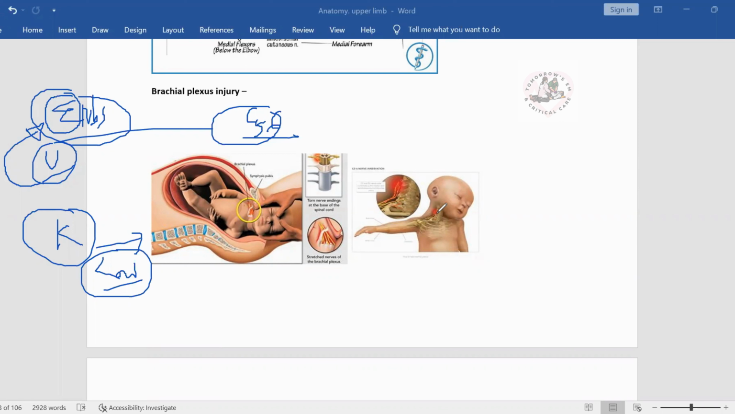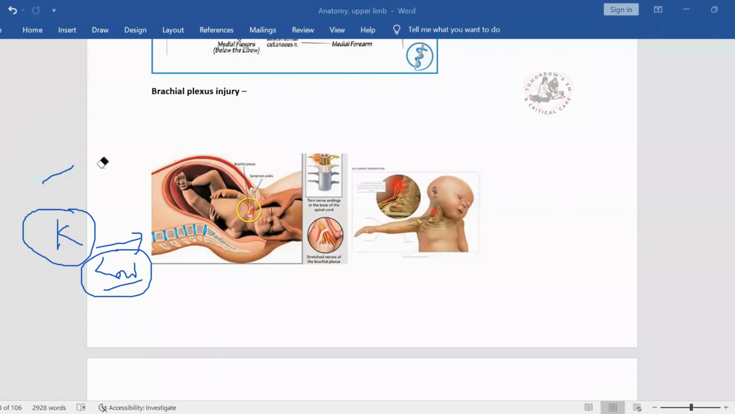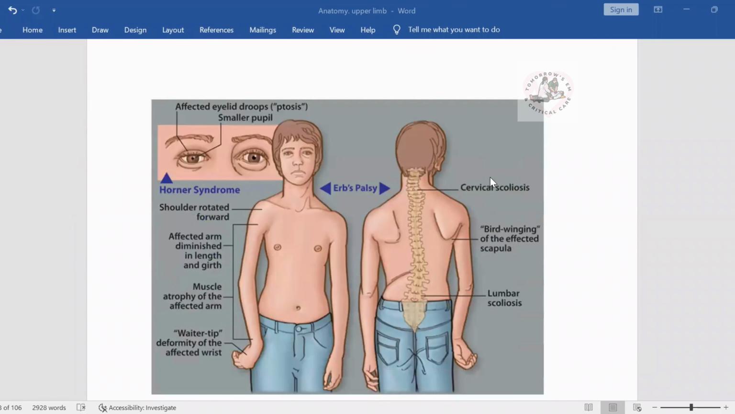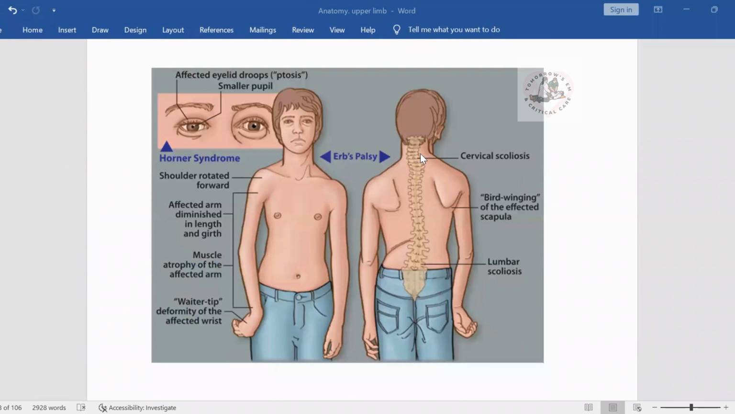Other causes? Most common is birth injury, RTA, shoulder trauma due to RTA. If there is any penetrating injury in the base of the scapula or base of the axilla, okay? Clear? So these also can cause Erb's palsy. Now look at this figure. This guy has developed Erb's palsy. What's happening? I will discuss this one later.